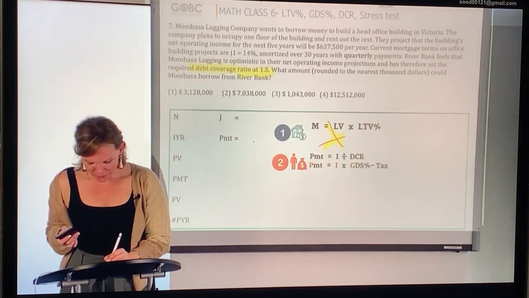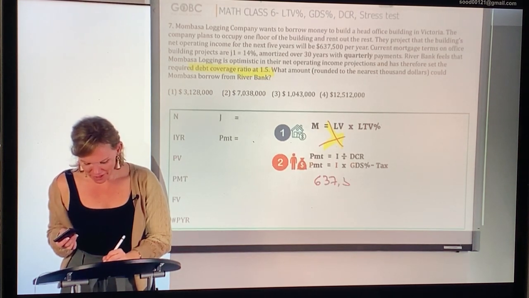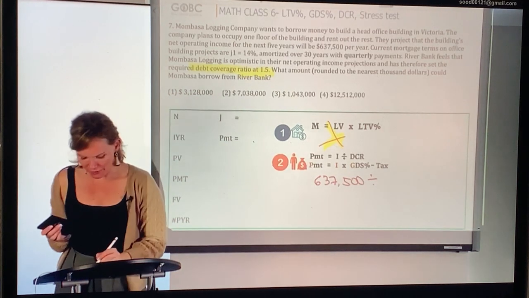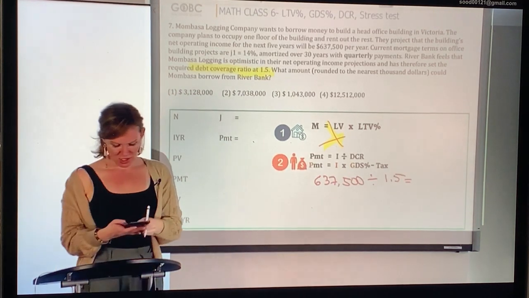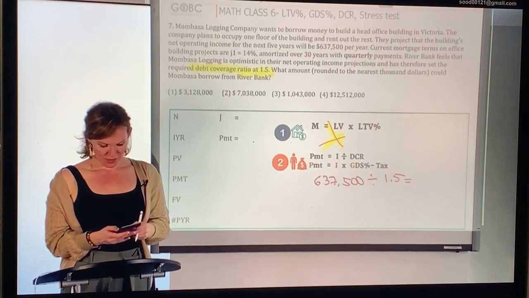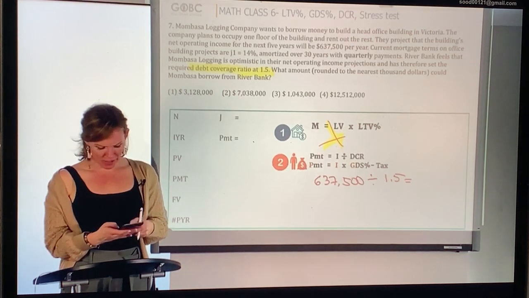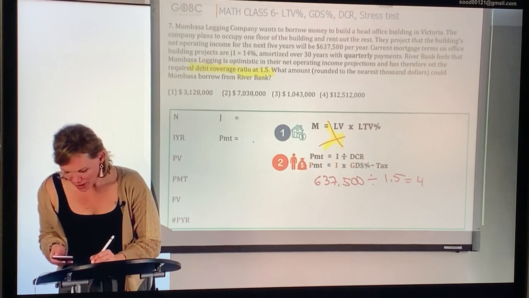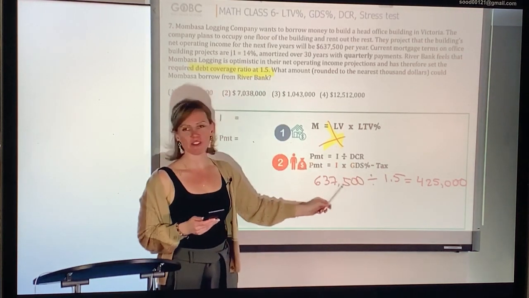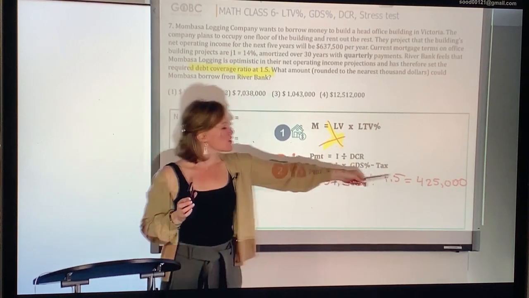637.5. Okay, so pull that out. So we have 637,500 as your income per year. Then you divide it by whatever that DCR is giving to you, 1.5, a number, not a percentage. Let's see how much that payment comes up to. See, I forgot about the 500. Divided by 1.5, mine came up to 425,000. If you did not get this, make sure that you have the 500 on your screen, because that's a mistake I made.